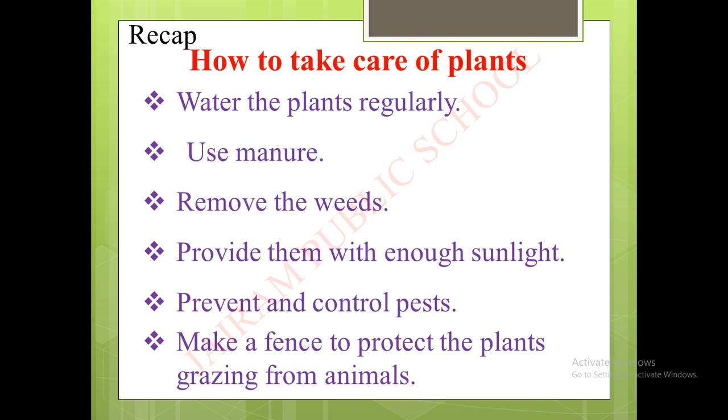So these are the things on how to take care of plants. We need to water the plants regularly, use manure, remove the weeds, provide them enough sunlight, prevent and control pests. Make a fence to protect the plants from grazing animals. So these are the points to take care of plants.